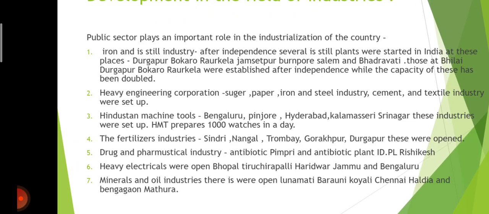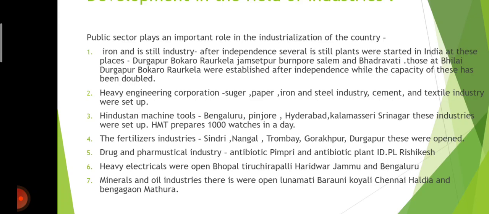Public sector plays an important role in the industrialization of the country. Iron and steel industry. After independence, several other industries were set up and also steel plants were started in India at the places Durgapur, Bokaro, Raurkela, Jamshedpur, Burnpur, Salem, Bhadravati. Those at Bhilai, Durgapur, Bokaro, Raurkela were established after independence, while their capacity was doubled.